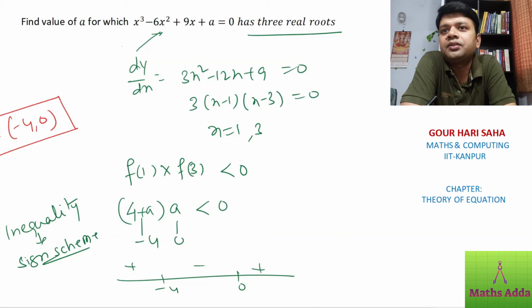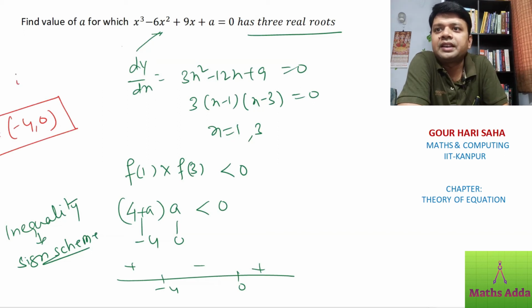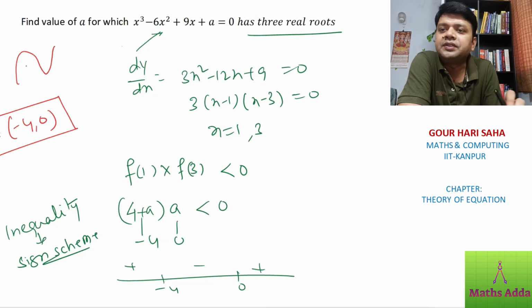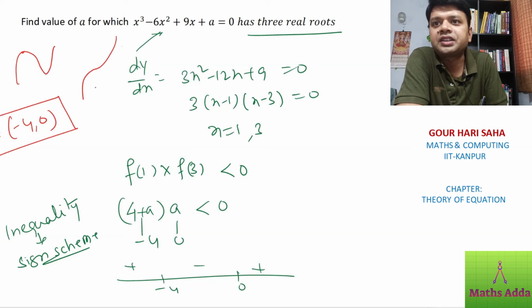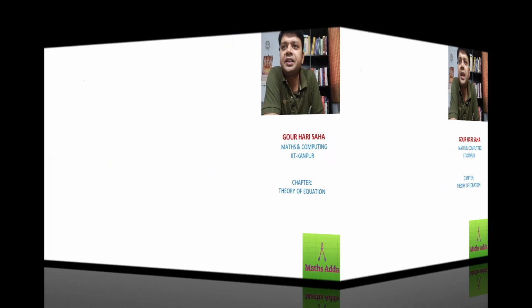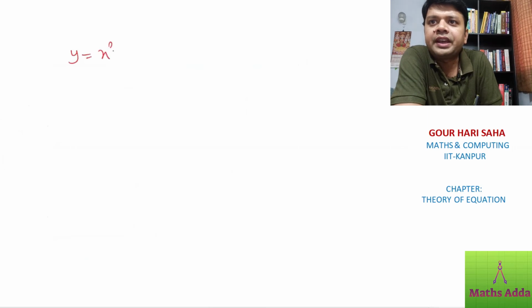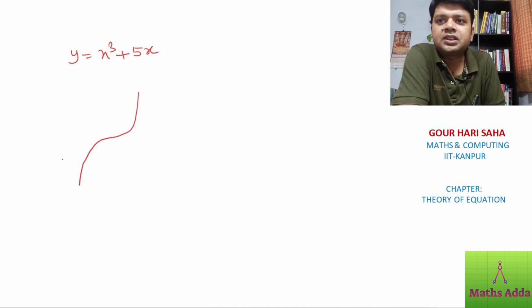I think the idea of 3 roots and 1 root, when the graph has maxima and minima like this, is very clear, right? Now let's see when the graph does not look like this, but looks like this one only, where there is no up and down, only increasing, or only decreasing. Let's see that. I take y is equal to x cube plus 5x. This graph, if you plot it, will look like this.